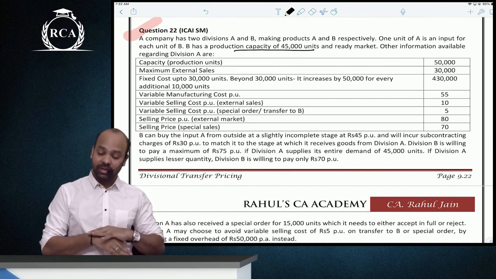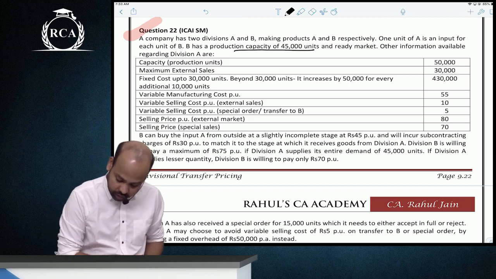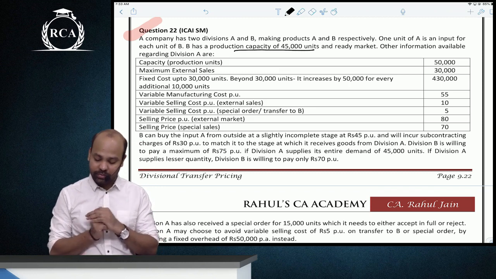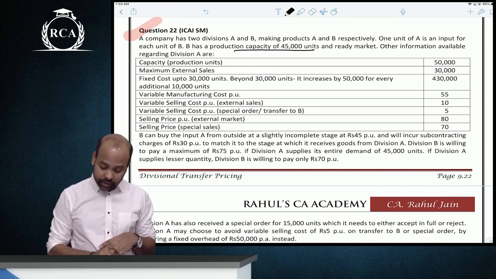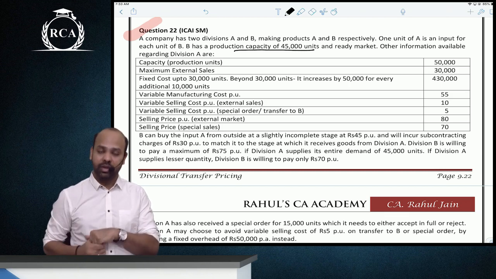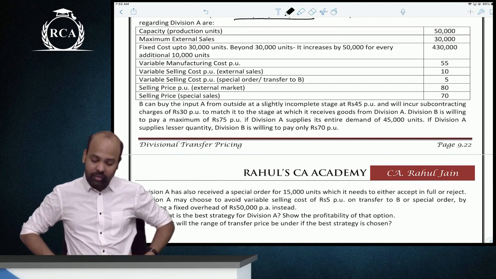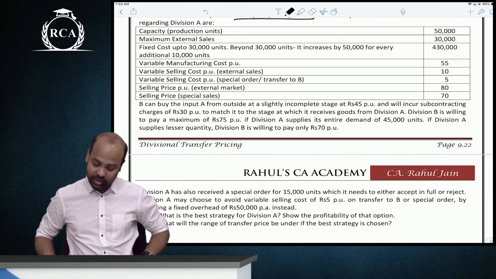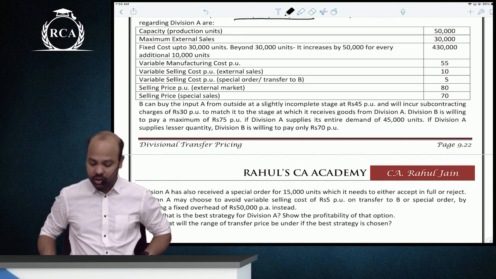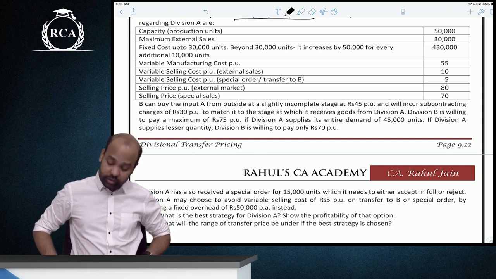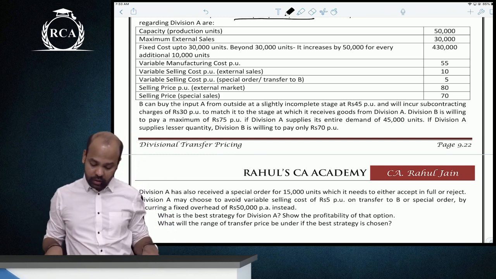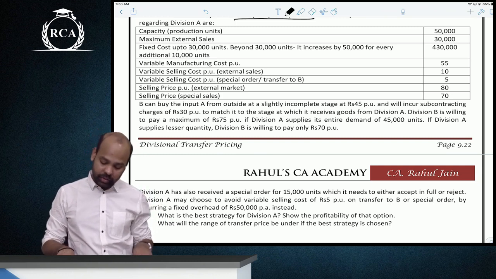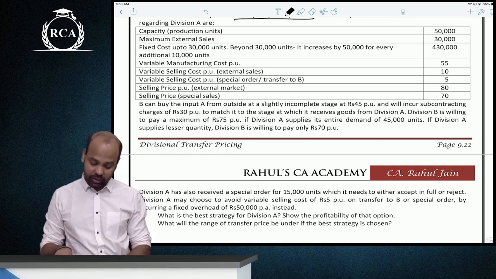Maximum external sales are 30,000 units. Fixed cost up to 30,000 units is 4,30,000. Beyond 30,000 units, it increases by 50,000 rupees for every additional 10,000 units. Variable manufacturing cost is 55 rupees. Variable selling cost for external sales is 10 rupees. Variable selling cost per unit for special order or transfers to B is 5 rupees. Selling price per unit in the external market is 80 rupees. Selling price per unit for special sales is 70 rupees.